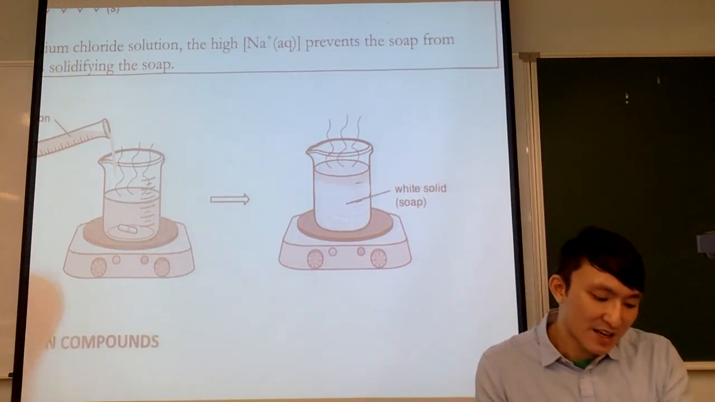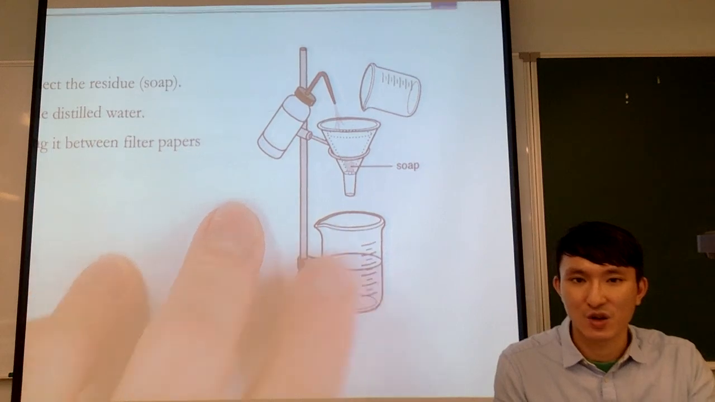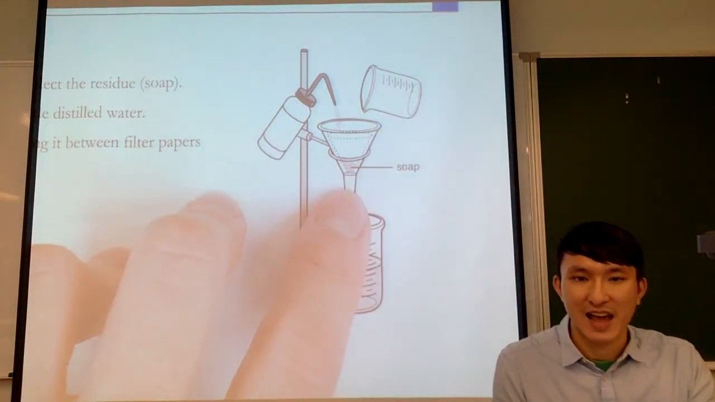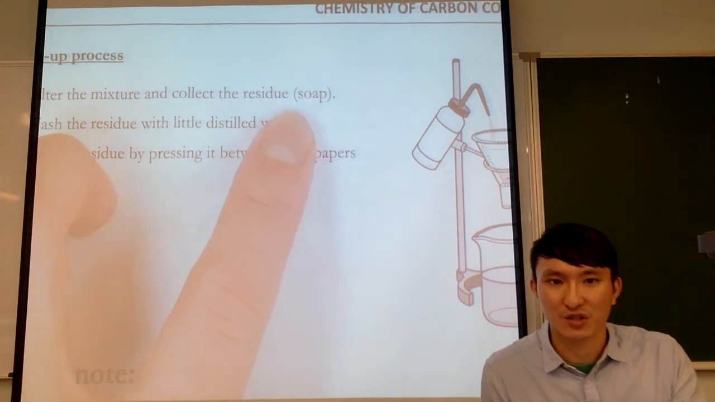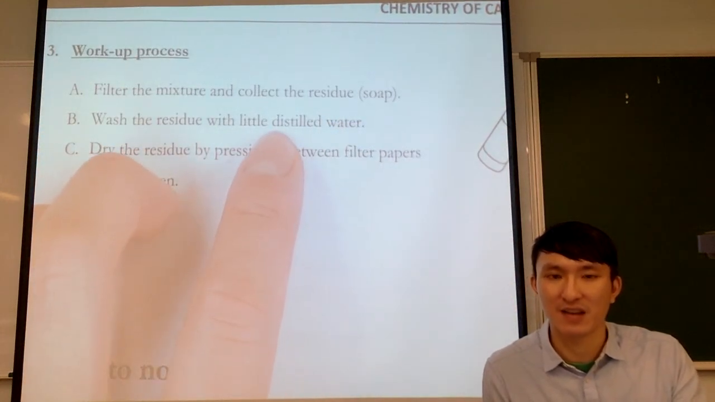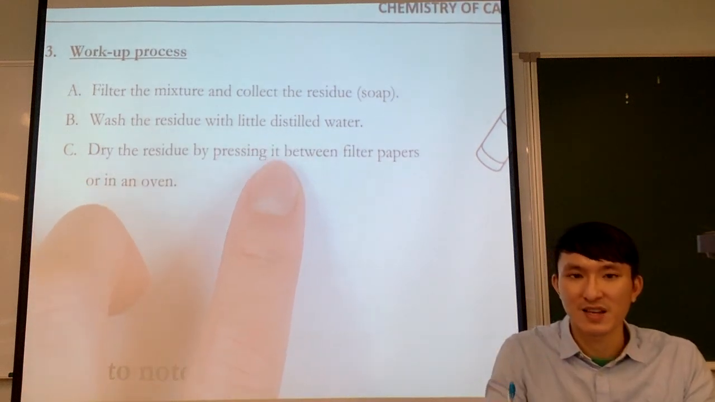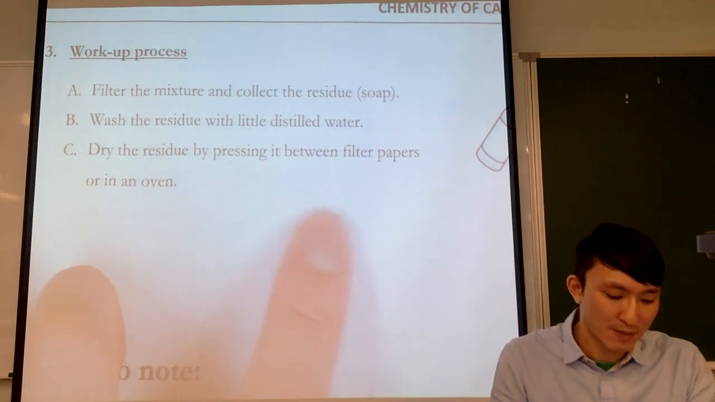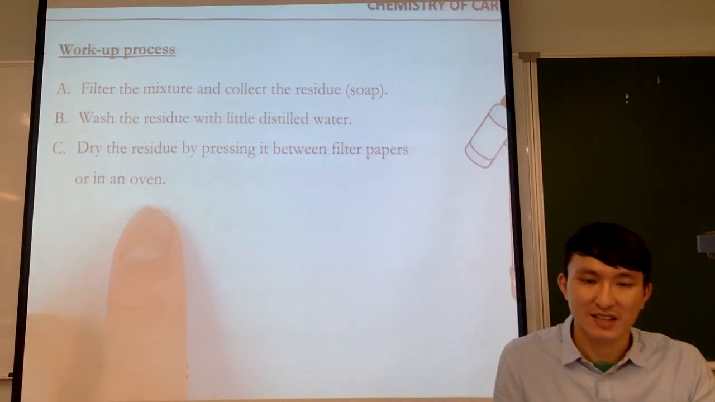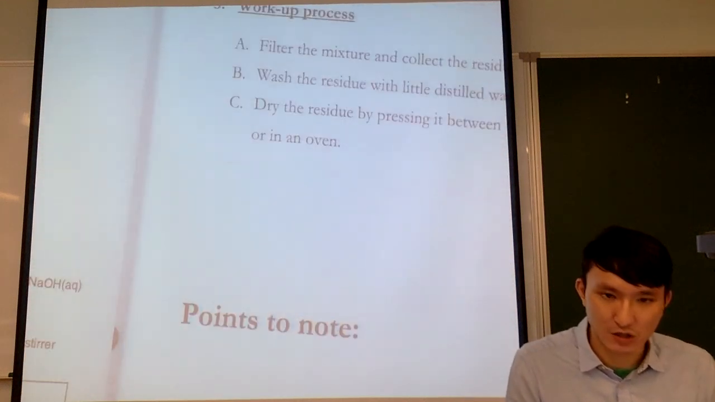And after that, we want to collect the white solid by filtration. We filter it, and then we rinse the residue, which is the soap, with a minimum amount of deionized water. This is to remove any sodium hydroxide stuck on the surface. And then we dry the soap by pressing with filter papers, or we can heat it in an oven. So this is the experiment of preparing soap.